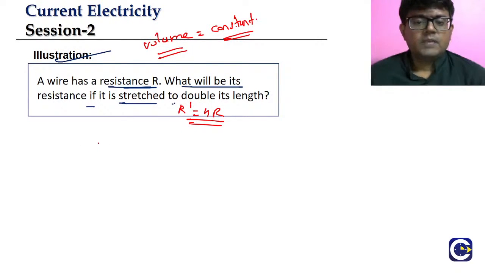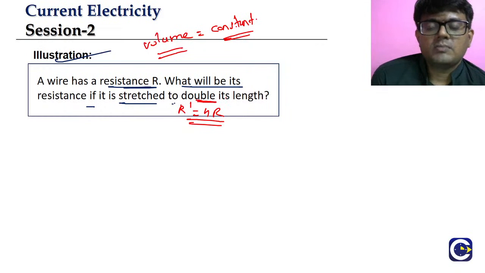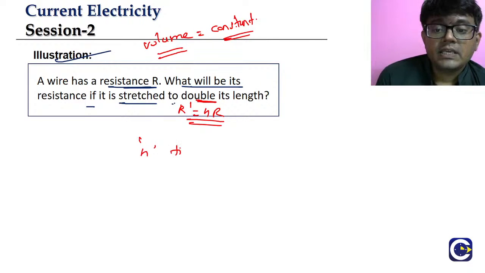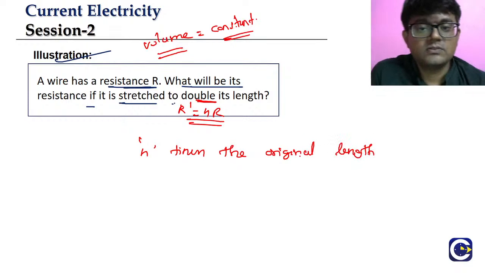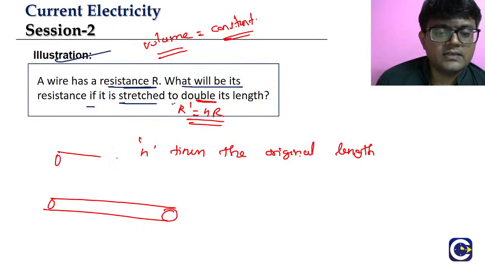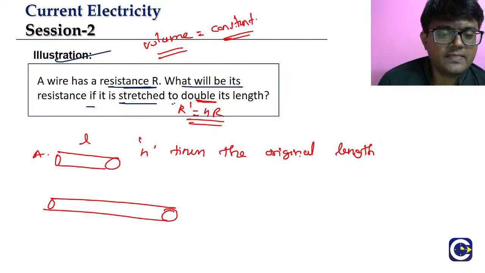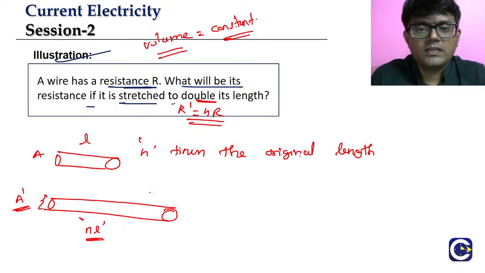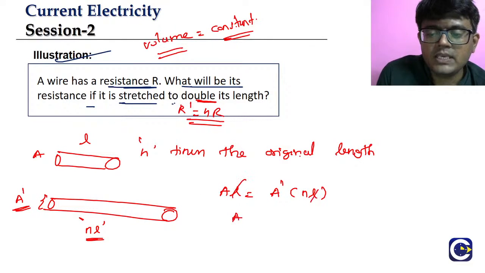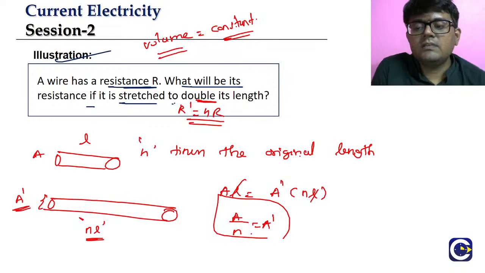We can generalize this. Instead of saying double, we say the wire is stretched so that the length becomes n times the original length. So initially the length is L and the area of cross section is A. In the final state the length is nL, and the area of cross section we can call A dash. Volume remains constant, which means A into L is equal to A dash into nL. The L cancels out, so A by n is equal to A dash.